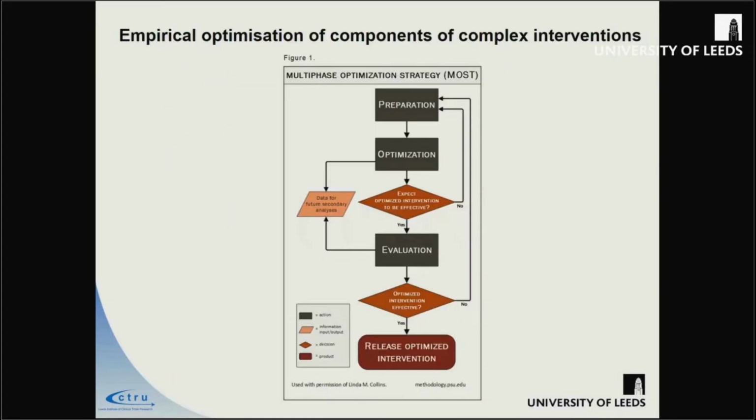Linda Collins introduced something called the multi-phase optimization strategy, which is basically a fancy way of saying let's do what the design of experiments people have been doing for years. The general idea there is that you include a preparation phase, which is a bit like our pilot and feasibility stage, where you're doing the work that prepares you for it. Once you've decided as part of your preparation phase on what criteria you're going to optimize your complex intervention, the next stage is the optimization stage, and that is split into two.